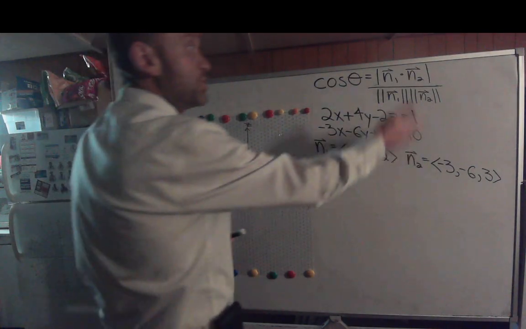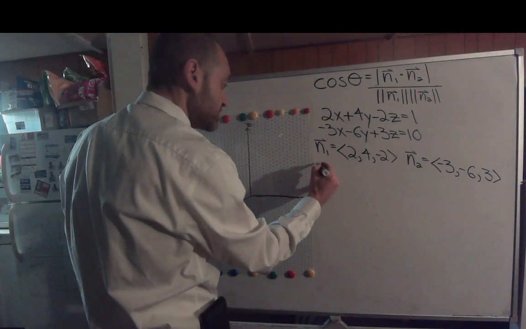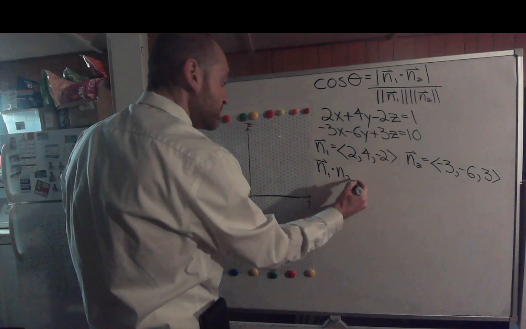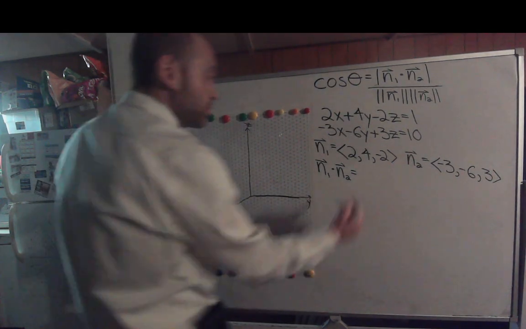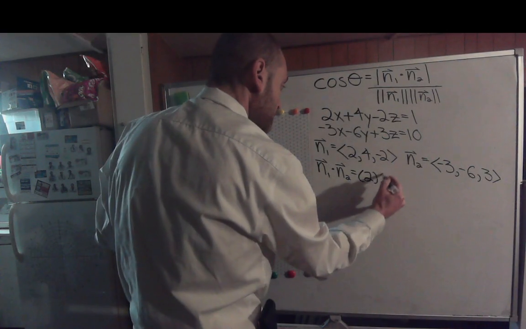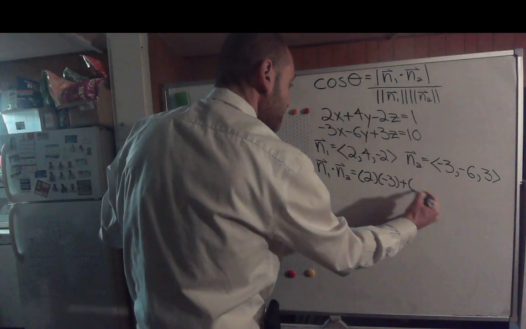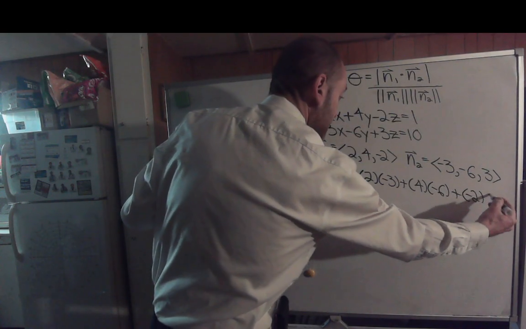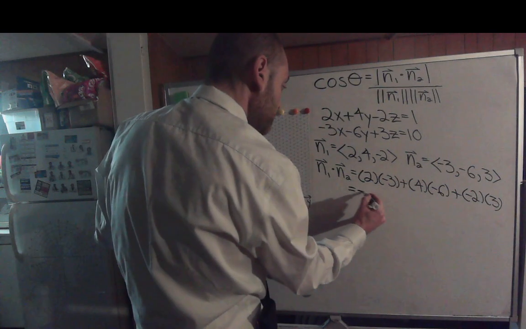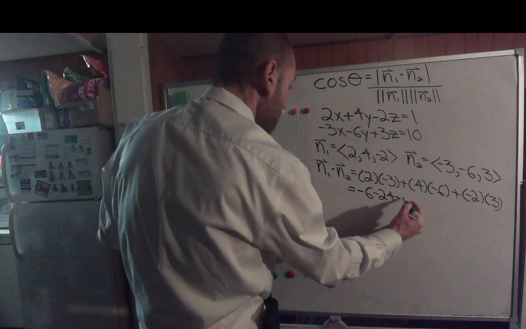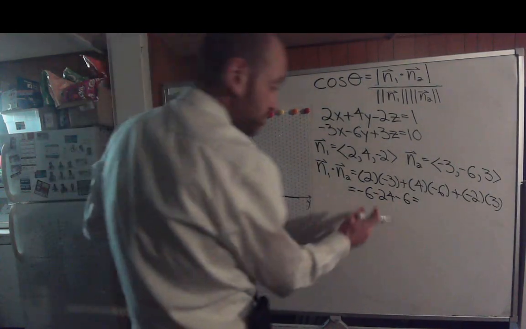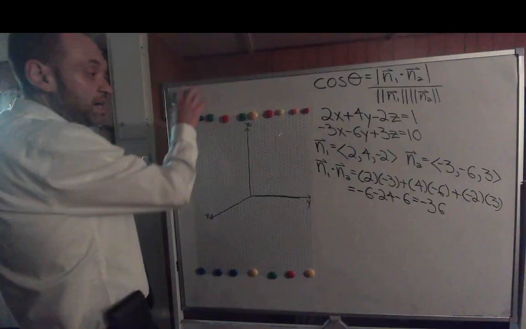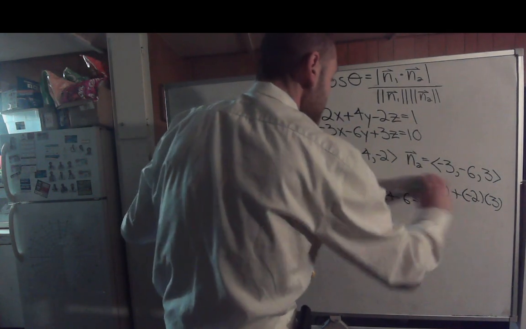Now let's proceed to find the dot product of these two vectors. So we'll take 2 times negative 3, plus 4 times negative 6, plus negative 2 times 3. So that would give you negative 6 minus 24 minus 6, which would end up giving you negative 36 for the dot product. So we found the dot product of these two vectors, that's negative 36.